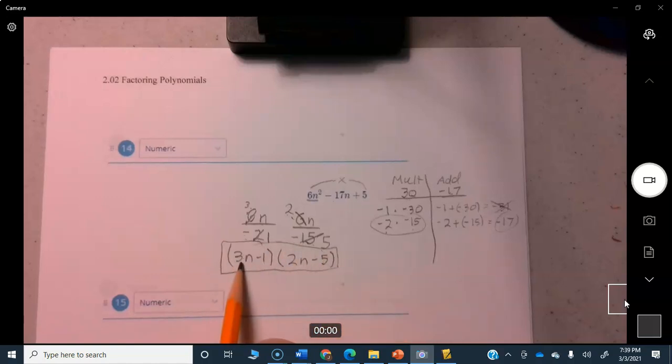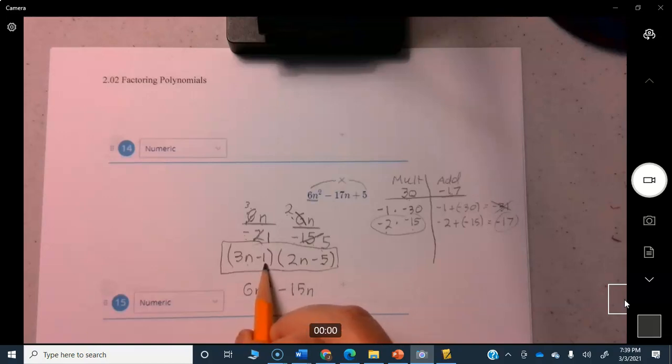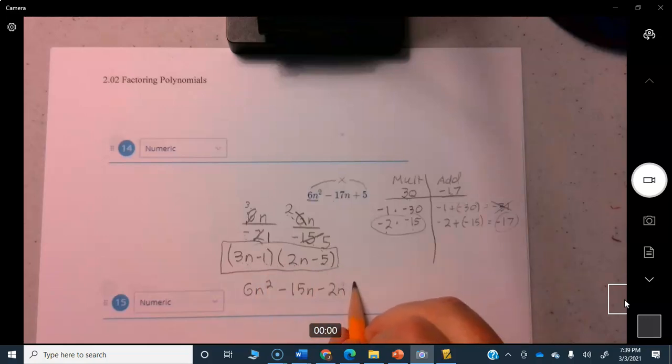Let's FOIL it out. 3n times 2n is 6n squared. 3n times negative 5 is negative 15n. Negative 1 times 2n is negative 2n. And negative 1 times negative 5 is positive 5. These two combine. Negative 15 minus 2 is negative 17n plus 5 right there. And then the 6n squared in front.